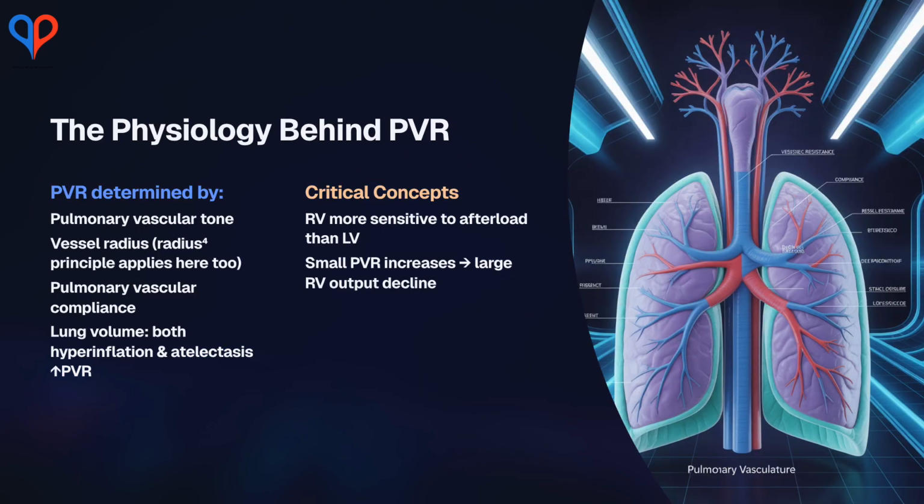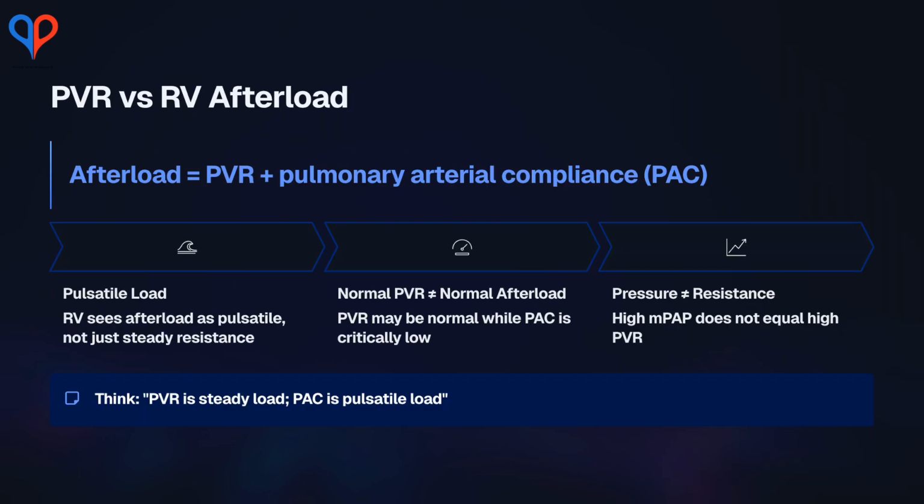Just like SVR, PVR is governed by vessel radius, tone, and compliance. Because resistance is proportional to 1 over radius to the power of 4, even slight vasoconstriction in the pulmonary arteries causes dramatic increases in PVR. Pulmonary vascular compliance, a measure of how stiff the pulmonary arteries are, plays a major role in RV afterload. Lung volume influences PVR. Both hyperinflation and atelectasis increase resistance. The RV is exquisitely sensitive to changes in afterload, making PVR a critical metric.